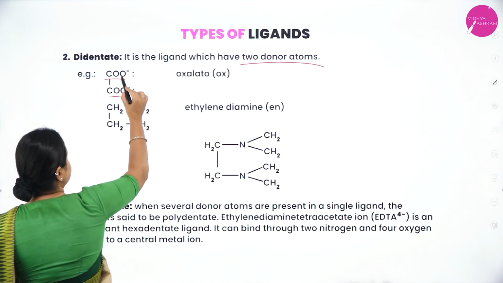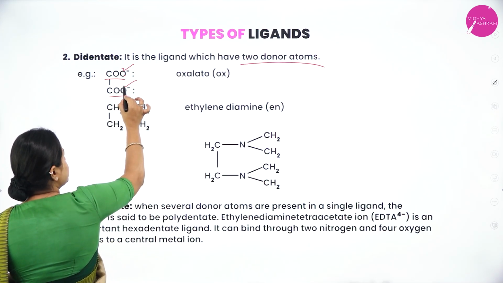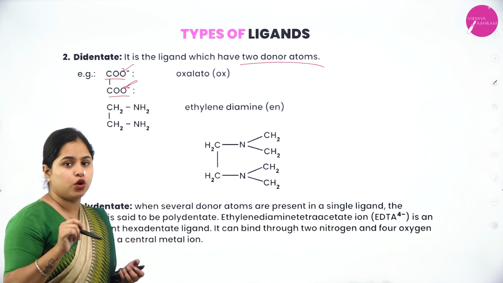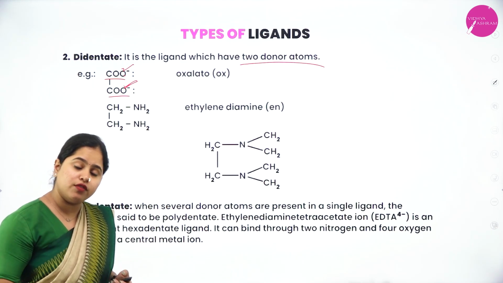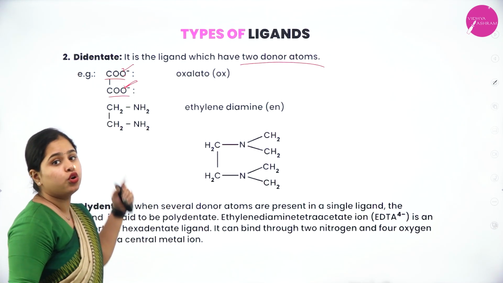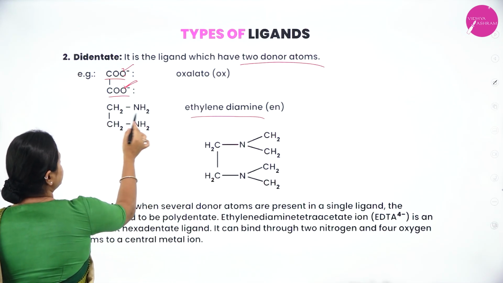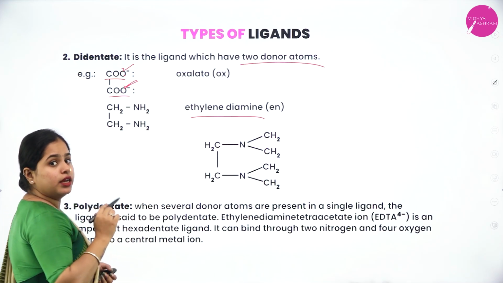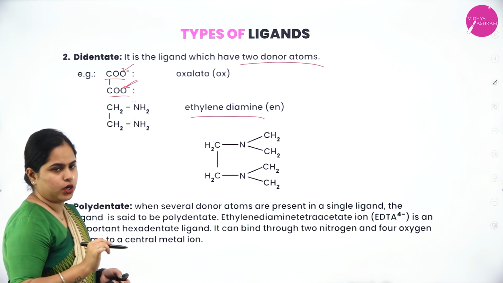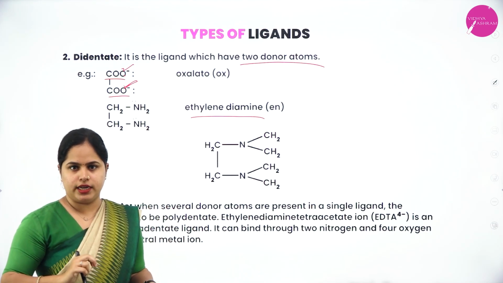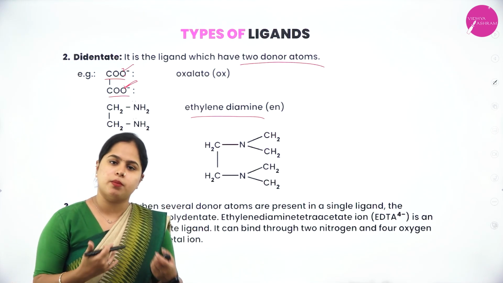In this case, as you can see, in one COO minus this oxygen and in the other COO minus this oxygen, both of them have lone pairs. So both of them have the ability to form a bond with the central metal atom. So there are two donor atoms here. Now ethylene diamine or ethylene 1,2-diamine, it is CH2NH2 and CH2NH2. Here this nitrogen has a lone pair and this nitrogen also has a lone pair. So it has two donor atoms. Such ligands are called didentate or bidentate ligands.